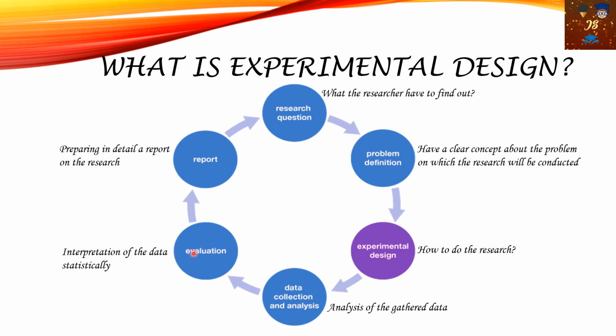Then comes the evaluation. The evaluation part helps to understand whether the outcome of the total experimental design is related to the problem or not. Next comes the report part. That means the total detail of the research work has to be reported as a project work along with the interpretation and the result. So this is the total experimental design, how it looks in the flowchart: research question, then problem definition, then experimental design, then data collection and analysis, evaluation and the report.